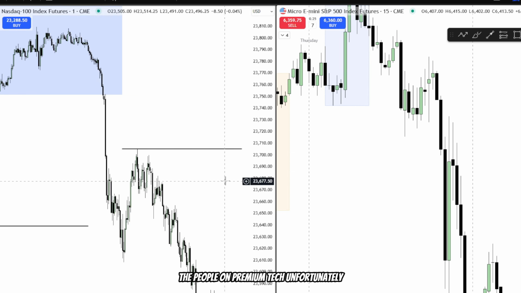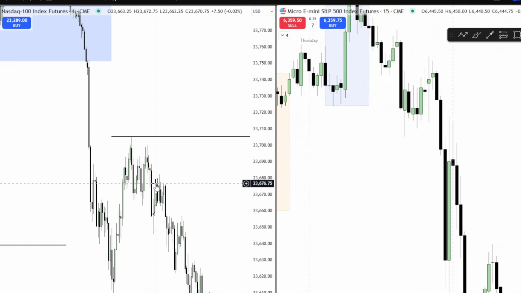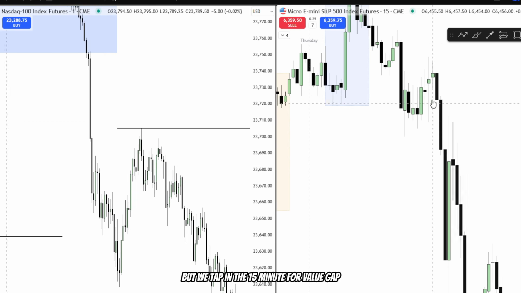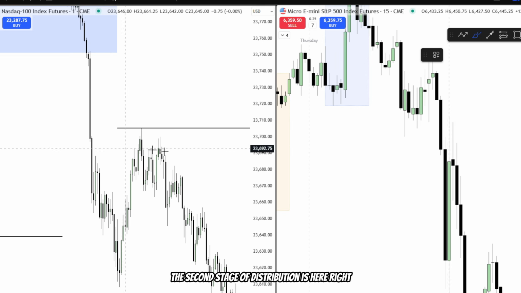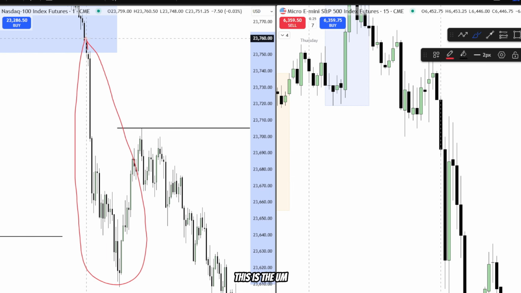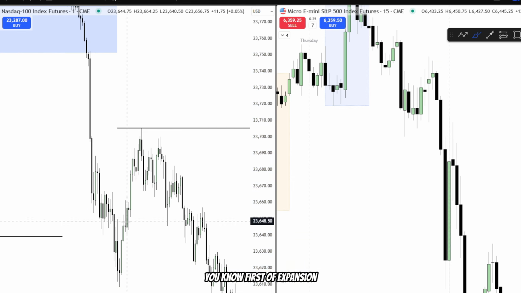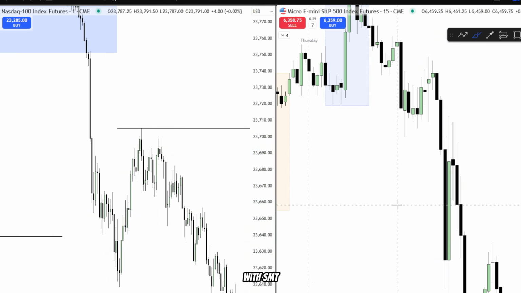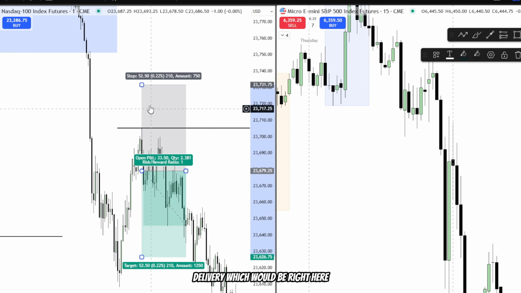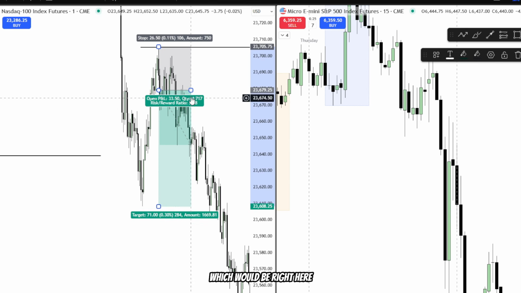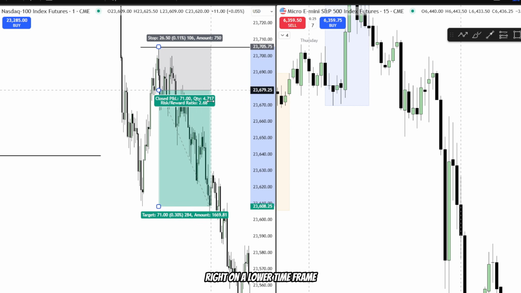And this is what the people in premium tech, unfortunately I missed out on this one, but we tap into the 15-minute fair value gap. The second stage of distribution is here, right? Because this is the original consolidation, this is the first stage of expansion. And then we have this retracement into this 15-minute fair value gap with SMT. All we would do is wait for the change in the state of delivery, which would be right here, keep our stop at that high, and then target the ERL, which would be right here, on a lower time frame.